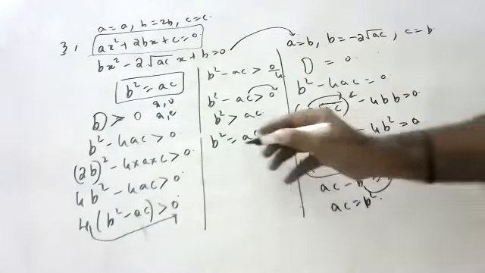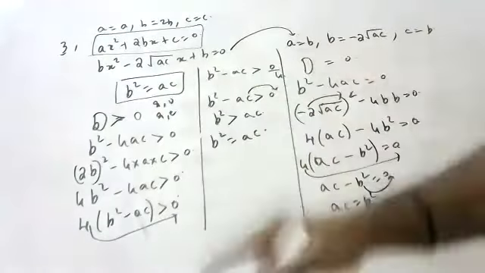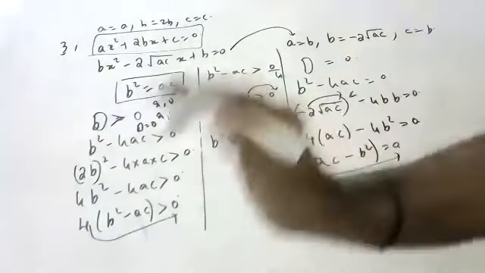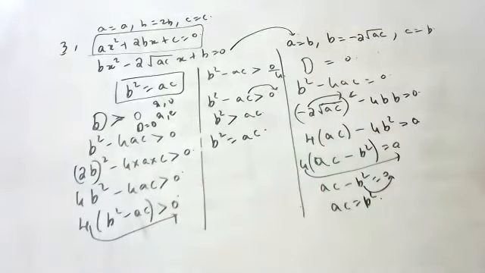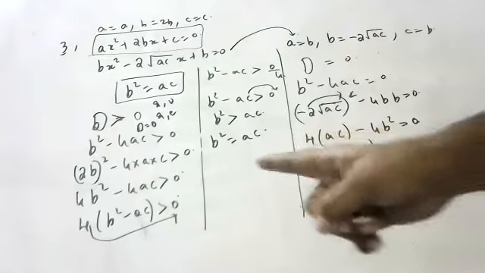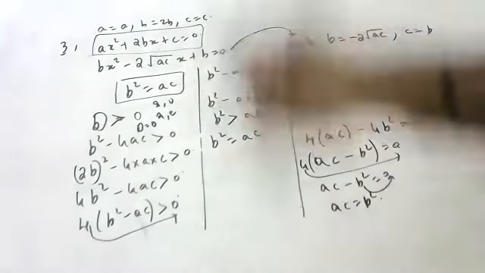So real and unique means greater than 0. Real and equal means equal to 0, children. He only said real, so I took equal. Real and equal means 0, greater than or equal to 0. Real and unique means greater than 0.